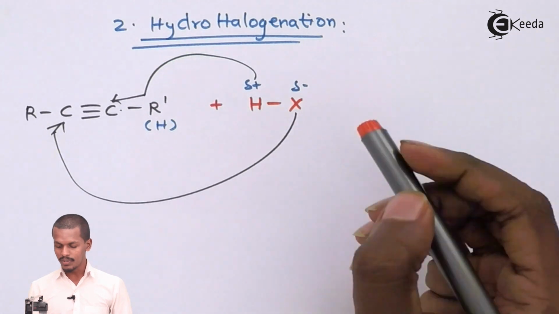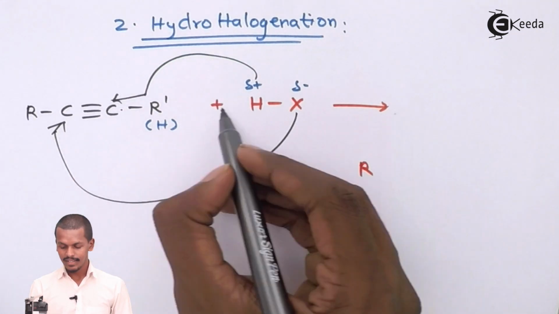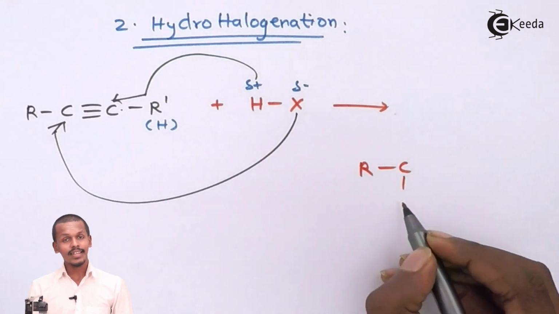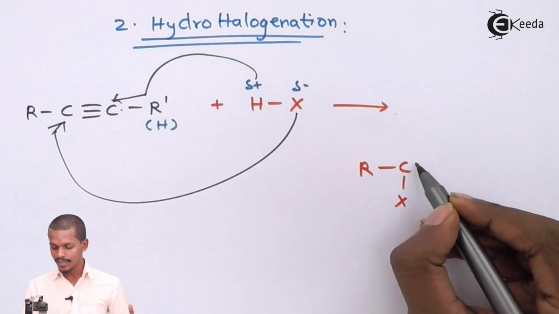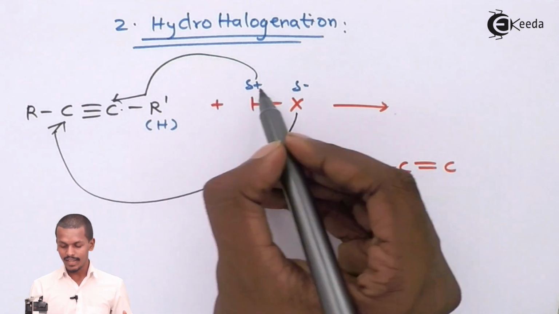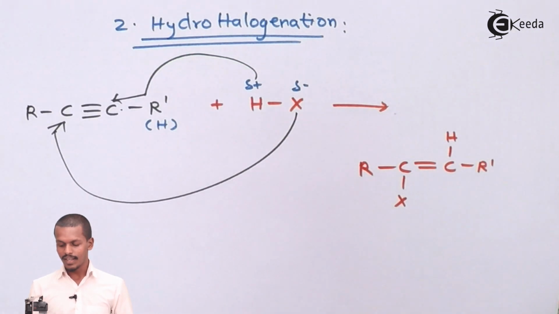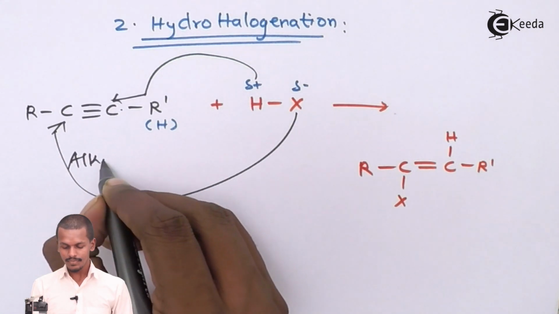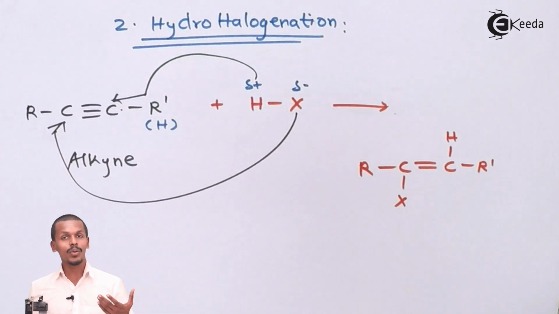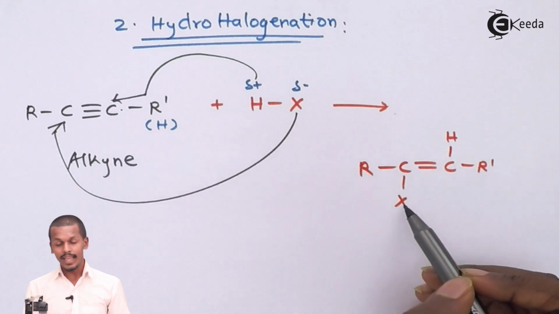forming a product, that is R C, here would be X, and the triple bond would be converted into a double bond, while this other carbon would have an H atom over here, and this is R dash. So now we have converted an alkyne to a molecule which has a hydrogen as well as a halogen.